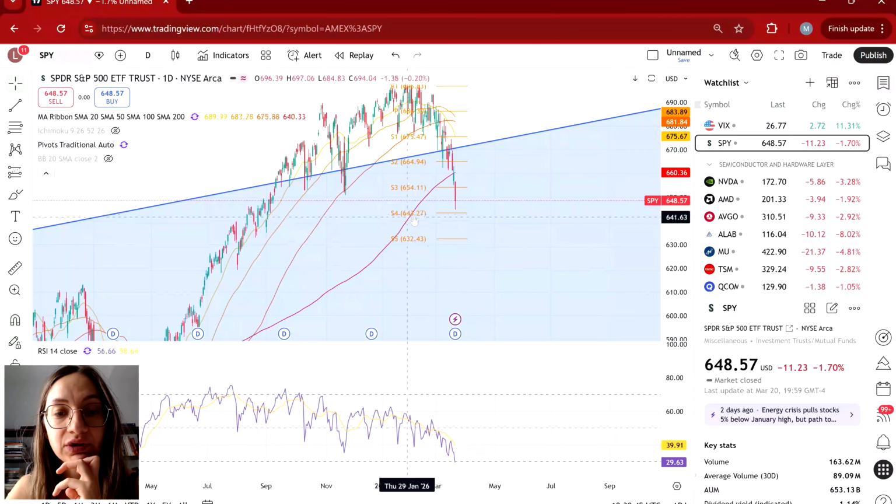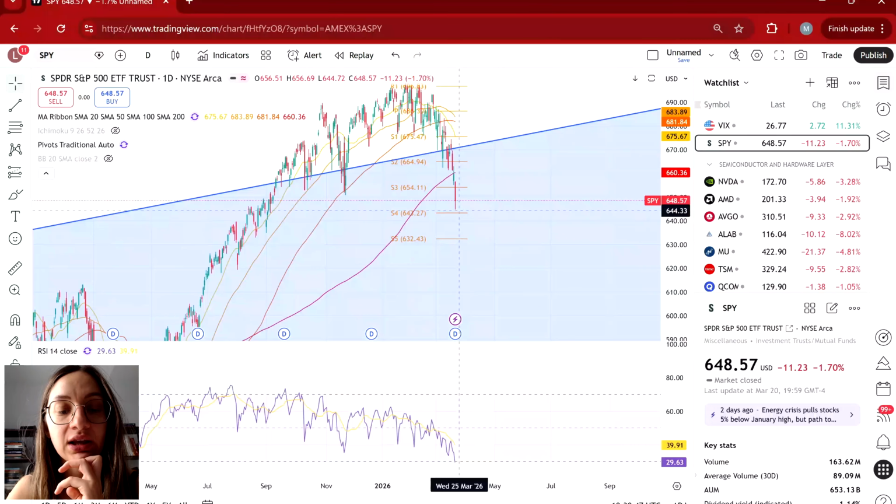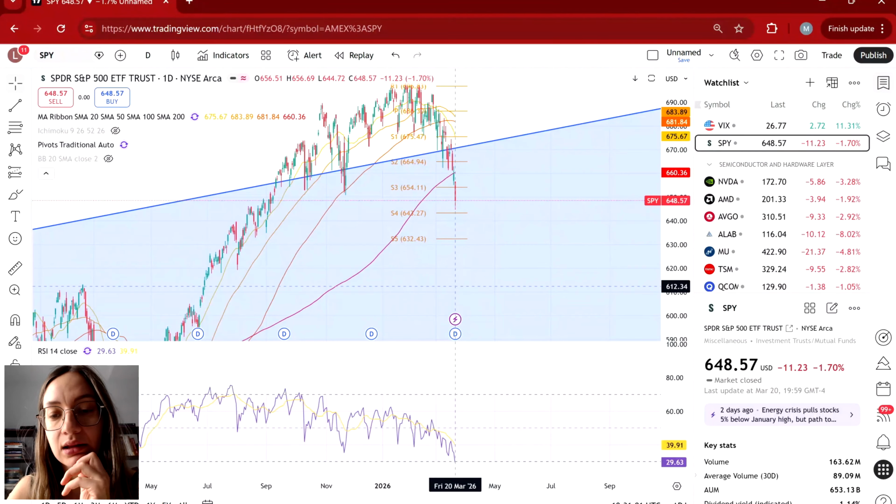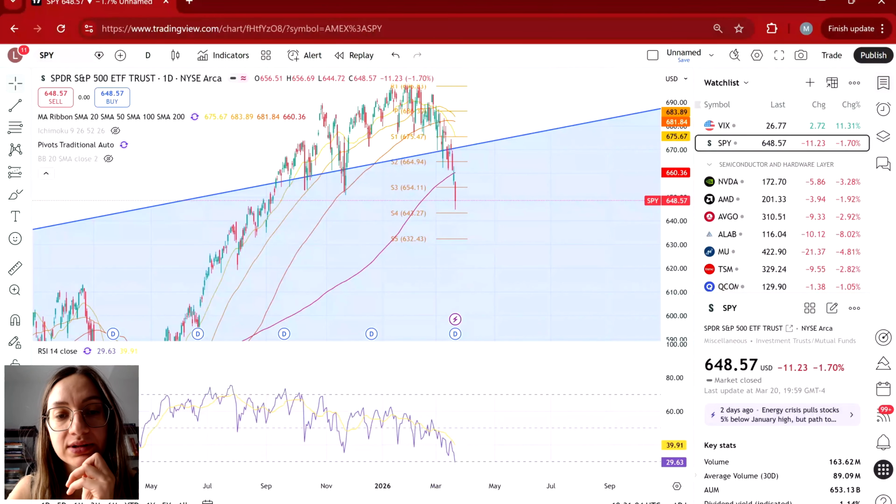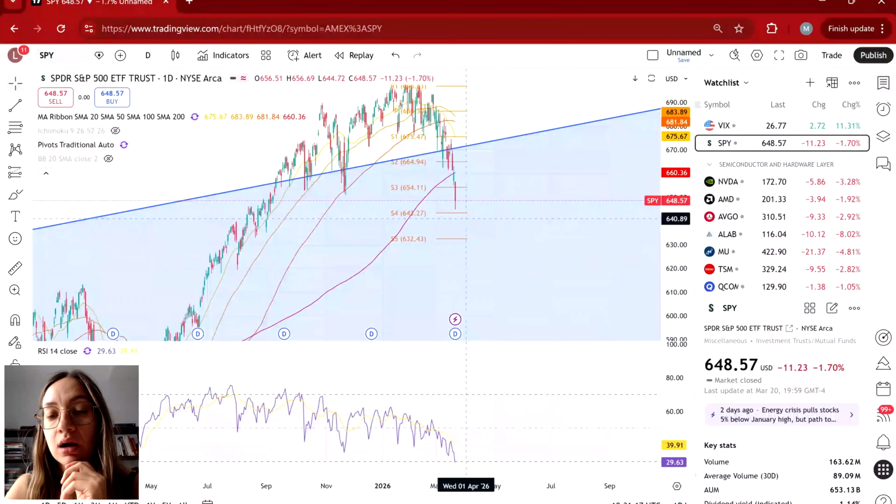So this 643 level, which was the 50-day moving average on the weekly, is an important level to watch. If we cross this, then 632 and then 618 levels. Obviously, it doesn't go straight down. It goes like a bearish trend line, with lower lows and lower highs. So that's where you can make good money with the volatility.